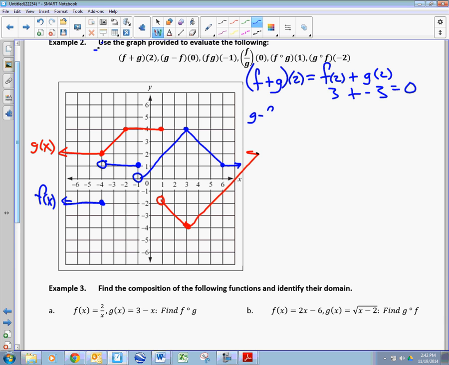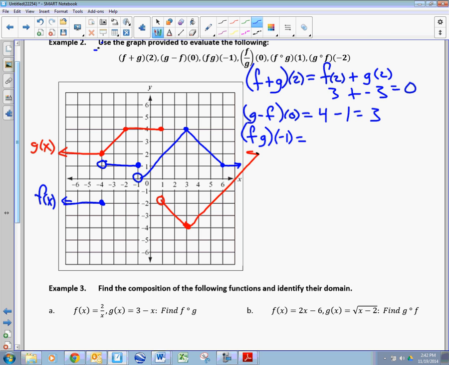G minus f of 0. So I identify g of 0, which is 4, minus f of 0, which is 1. What's 4 minus 1? Now f times g of 0, or of negative 1, excuse me.